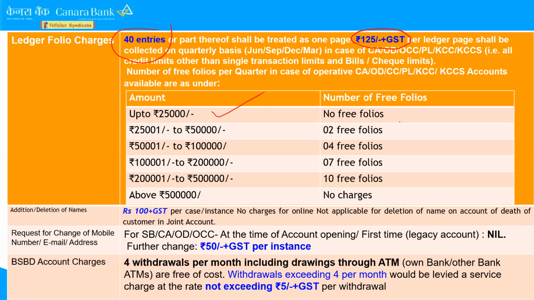Up to 25,000, no free folios like that they have given. 2 free, 4 free, 7 free. See, I don't want to read it. Reading is not my habit. Just I have kept here. You can read it. Addition, deletions you are doing in the branch, you know pretty well.